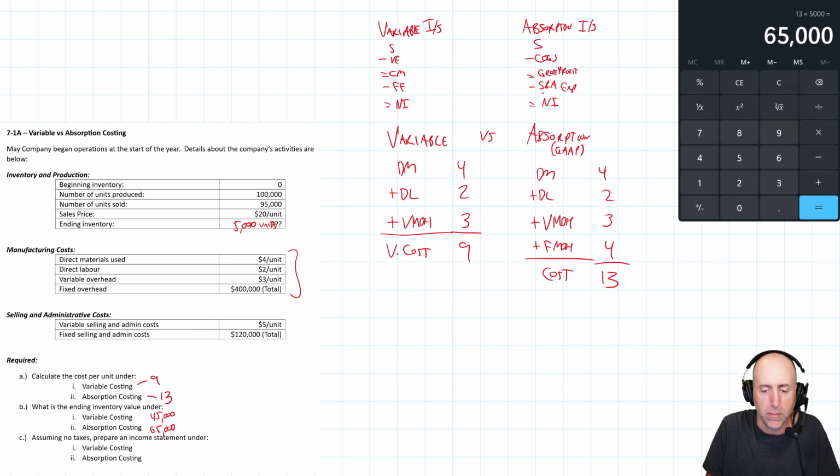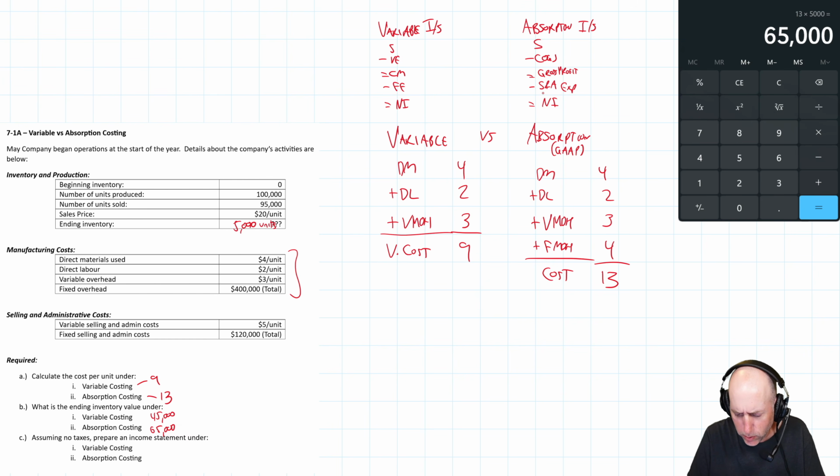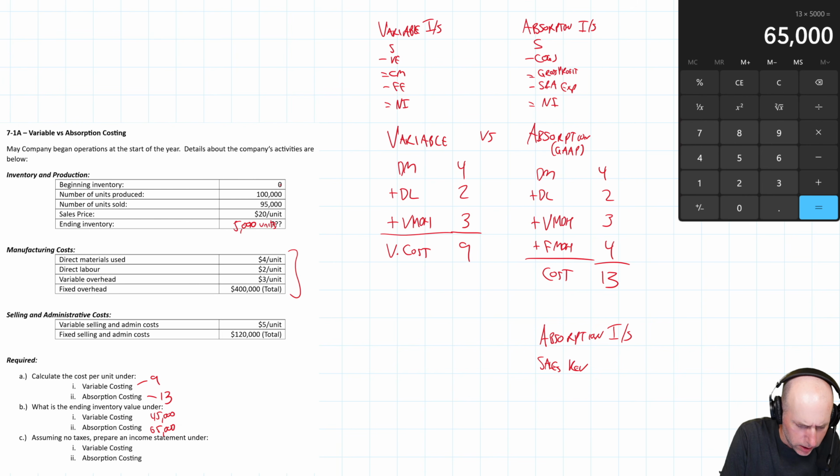So we just got to make income statements in those formats. So let's do absorption first. Absorption's a little bit easier. They're both easy though. So here's our company's absorption income statement. I'm just going to try to match that format. So sales rev. Zero beginning. There's our units sold, 95,000 at $20 a unit.